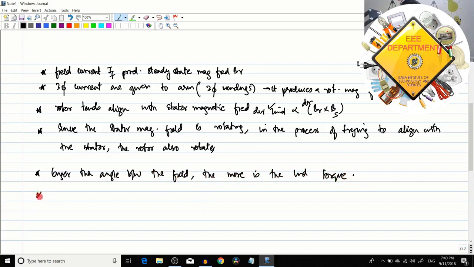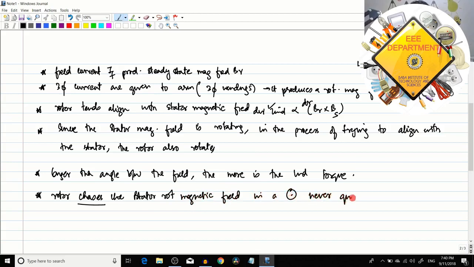So you can conclude that the rotor chases the stator rotating magnetic field in a circle, never quite able to catch it. The significance of this angle delta etc. will come in future sessions.